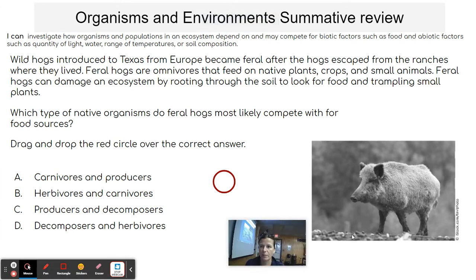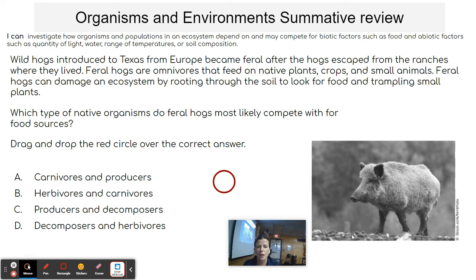Organisms and Environments, Summative Review. Today we can investigate how organisms and populations in an ecosystem depend on and may compete for biotic factors such as food and abiotic factors such as quantity of light, water, range of temperatures, or soil competition.